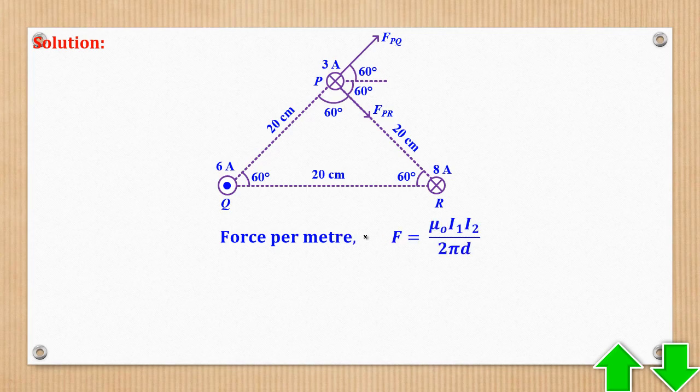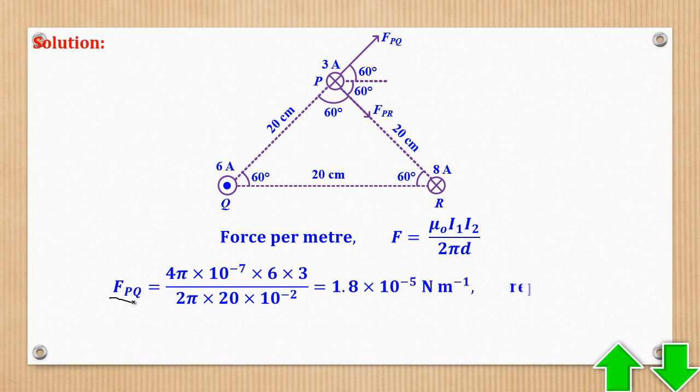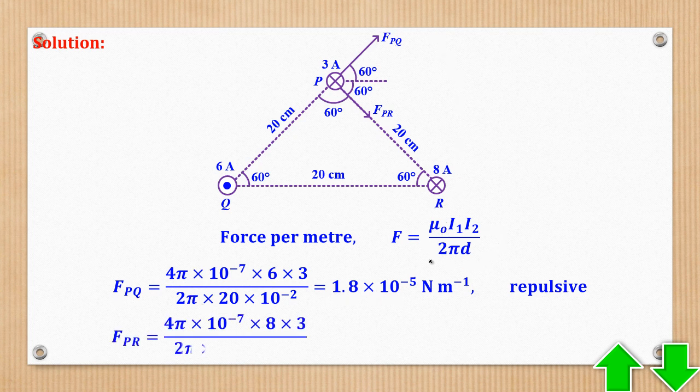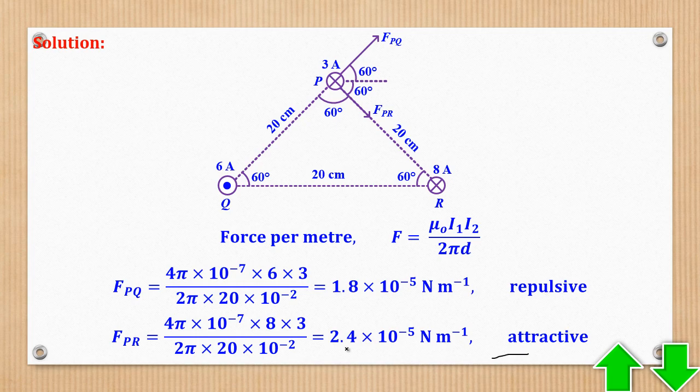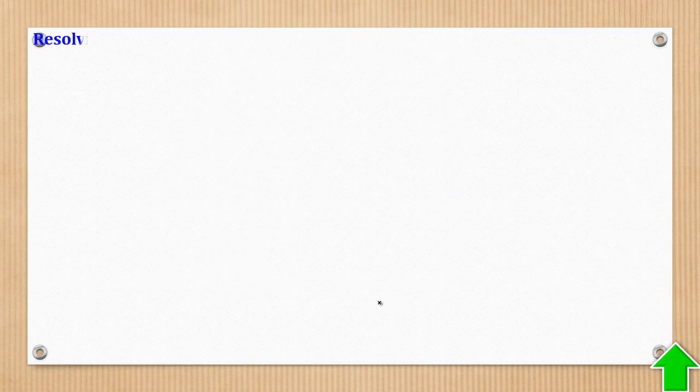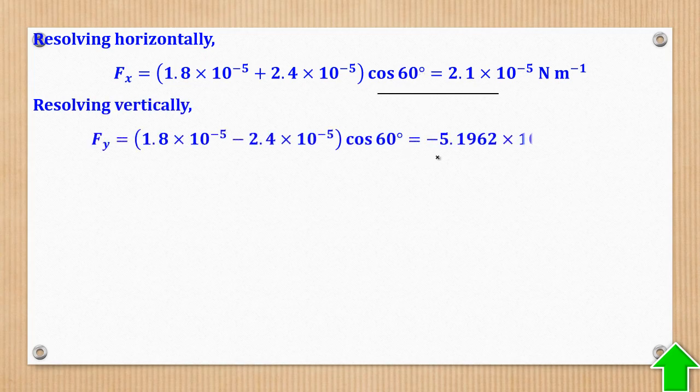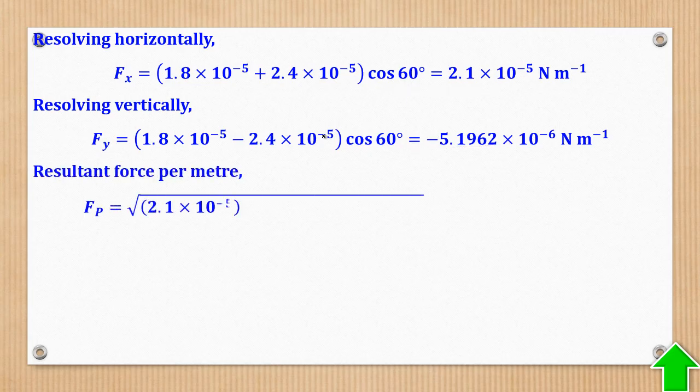So remember that's the formula for force per meter. Therefore, force per meter at P due to current at Q is given by this, which I substitute in this formula, and it becomes this, which is repulsive. That's why you see it here. Then also the force at P due to current at R is attractive, and it is 2.4 exponent -5. Now I have to resolve vertically and horizontally, after which I can get the resultant. So resolving horizontally, I'll come up with this as the horizontal component. Resolving vertically, I'll come up with this as the vertical component. So the resultant force is got from Pythagoras theorem.